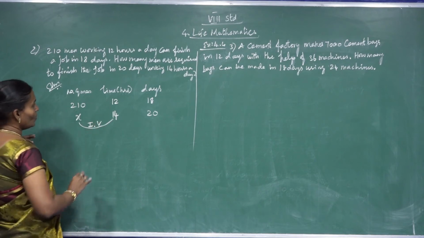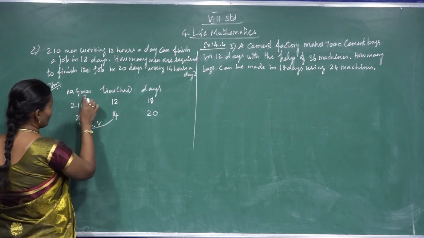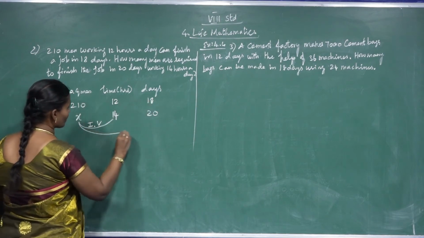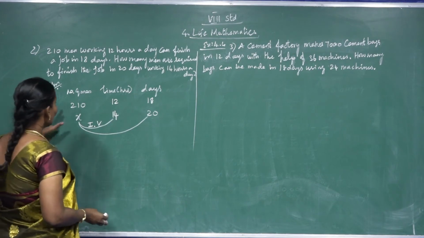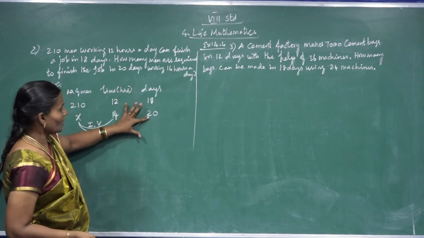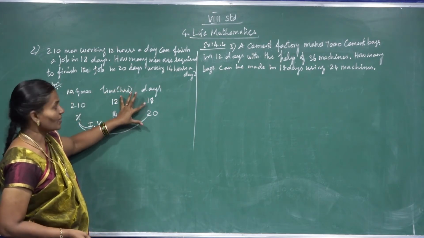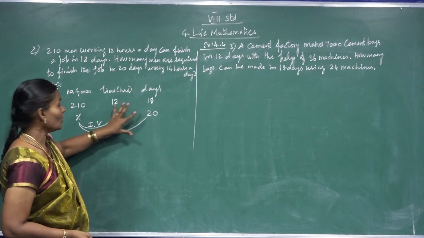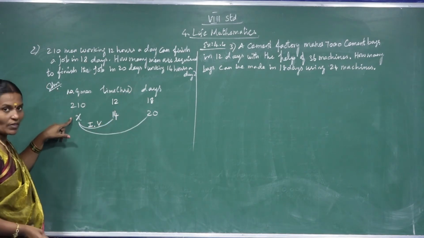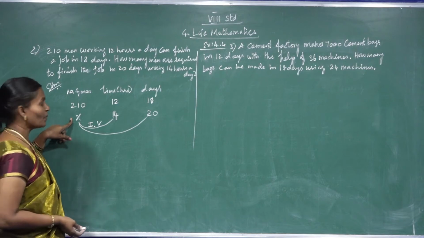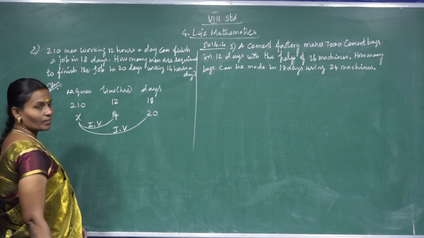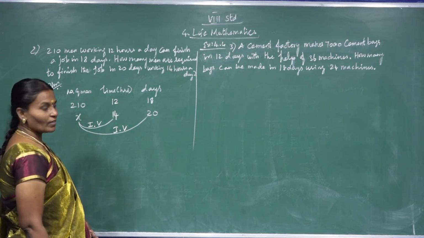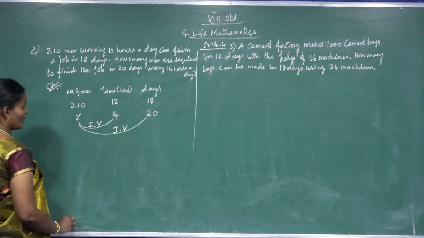Now compare the number of men with the number of days. If the days are increased, definitely the number of men will decrease. So this is also the inverse variation.